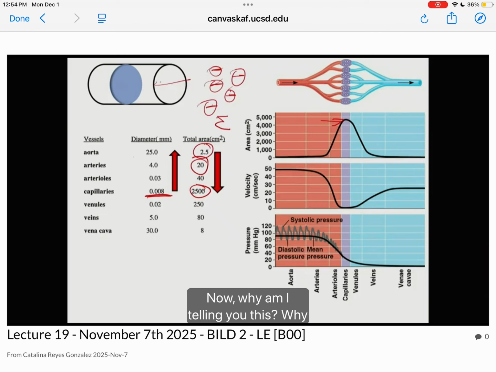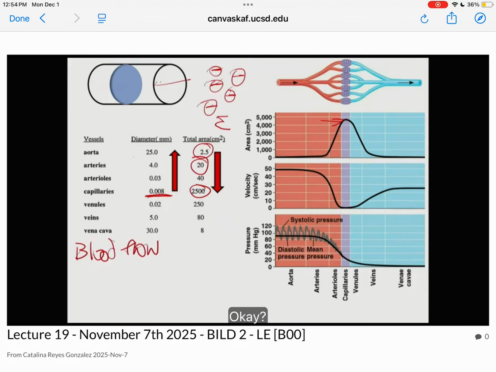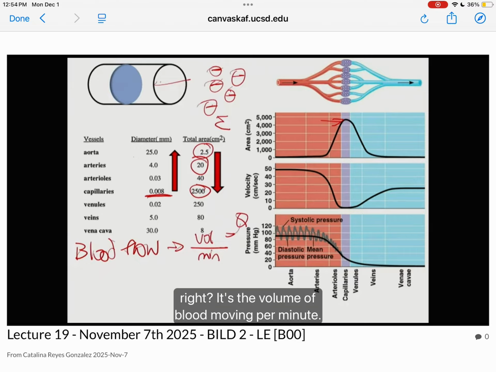Now, why am I telling you this? Why is cross-sectional area important? Because it's going to affect how fast blood moves. So we talked about blood flow before. Blood flow is going to be the volume of blood that moves per minute. We call it Q, blood flow. It's a rate, right? It's the volume of blood moving per minute.